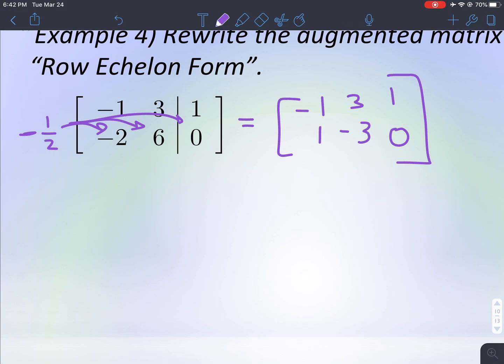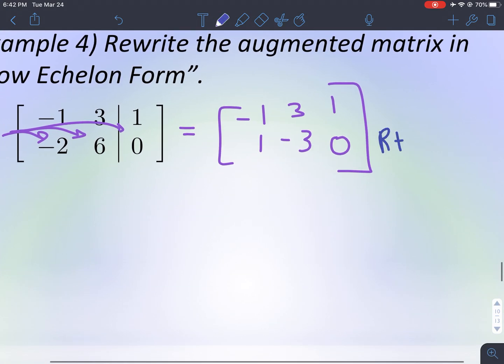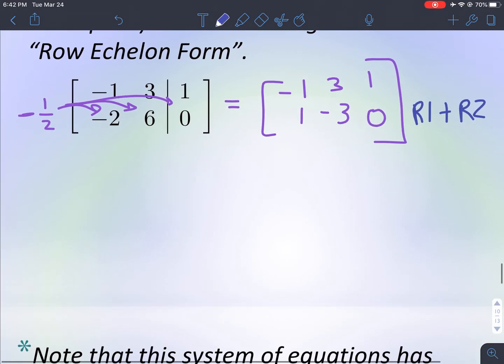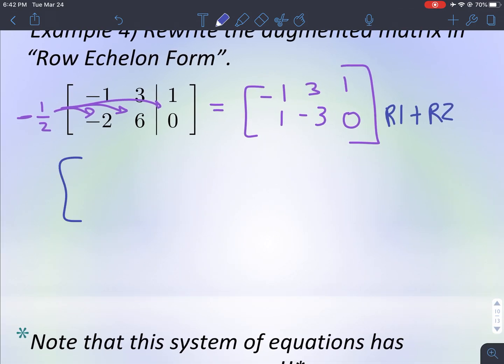Okay, and I can see that if I take the two rows, row 1 plus row 2, and I add those together, then that should leave the first row the way it is, and I should get -1 plus 1 is 0, 3 minus 3 is 0, and then 1 plus 0 is 1. Now take a look at this here. This is actually where we can stop.